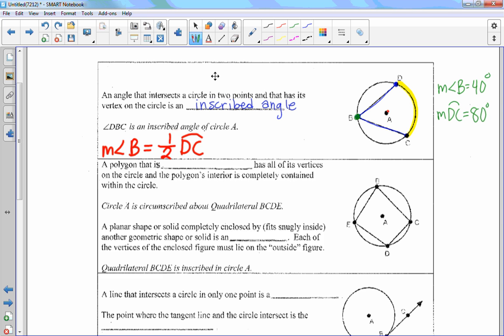Okay, next box, a polygon. Notice where the polygon is, and every vertex is on the circle. Is the polygon on the outside or the inside? It's on the inside. So the polygon is inscribed, the circle is on the outside. What was that word for outside? Exterior. We did this when we were doing constructions of medians and altitudes.